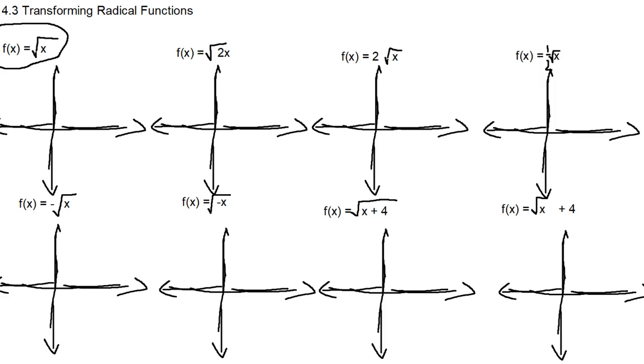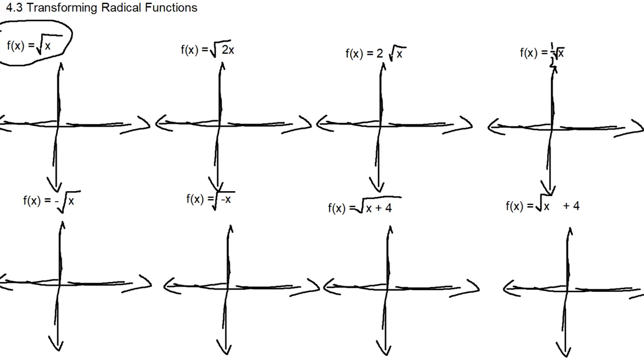So f of x equals the square root of x. That's the radical function form, and the graph looks something like this. Notice how it doesn't have a negative, because you can't put a negative inside of a radical. That will turn it imaginary, and we don't like that.